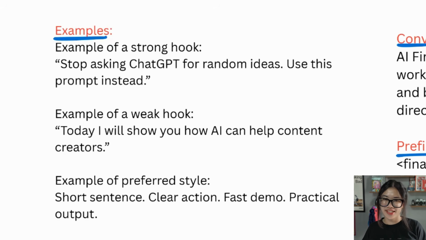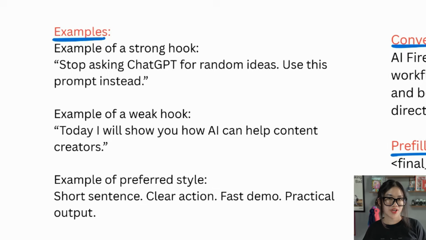If we only say, write a strong hook, Claude may still write something generic. So we show the difference. The strong hook sounds like, stop asking ChatGPT for random ideas, use this prompt instead. A weak hook sounds like, today I will show you how AI can help content creators. Now Claude has a clearer idea of the style we want.